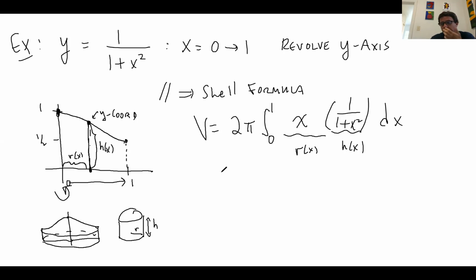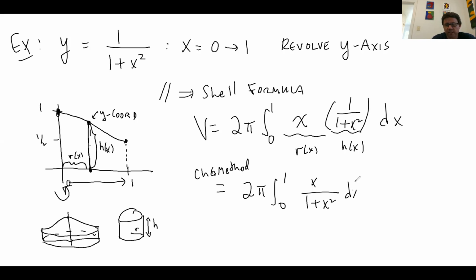And that's the setup. Now, when you get to the end, the rest is Chapter 6 methods. Figure out how you do this integral. Let's see. So 2 pi, 0 to 1. I would write this as x over 1 plus x squared. Come over here on the side. That would be u equals 1 plus x squared. du is 2x dx. So that's my u sub.